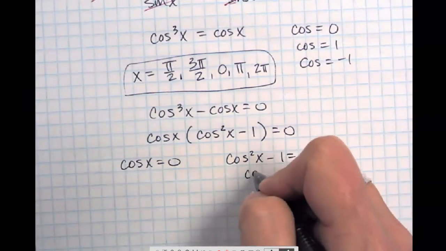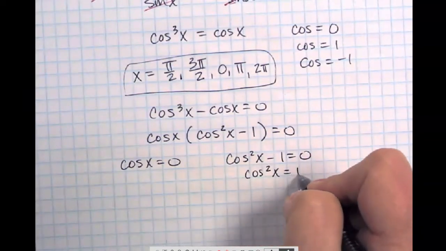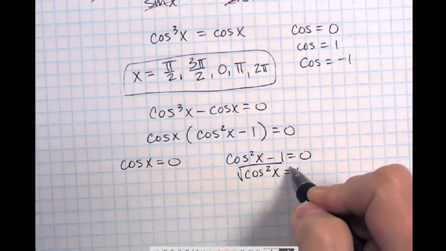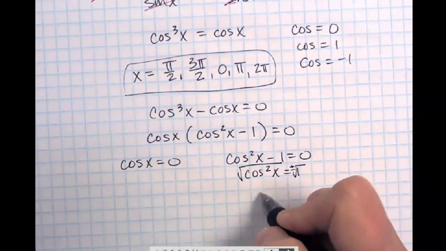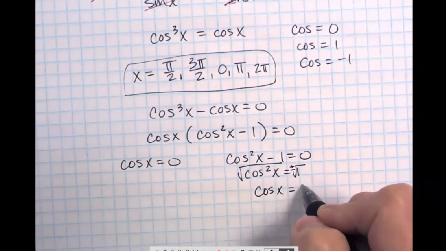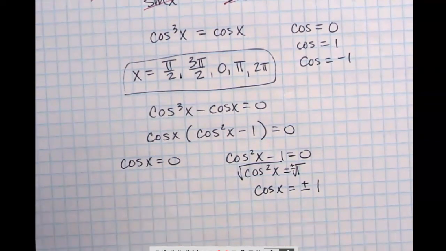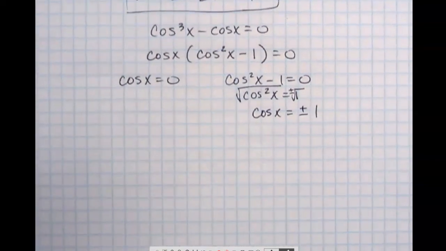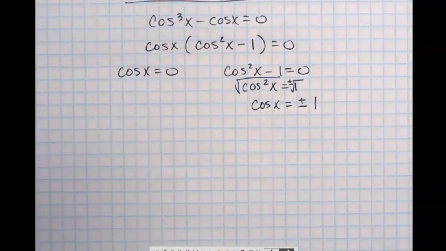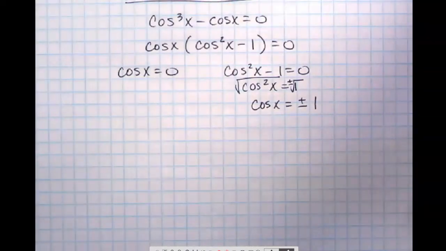Add 1. Square root, plus or minus, square root. So where's cosine positive or negative 1? So we're still ending up with those same values that we knew to look for. Okay, so that's how I would solve it algebraically. Alrighty, one more.